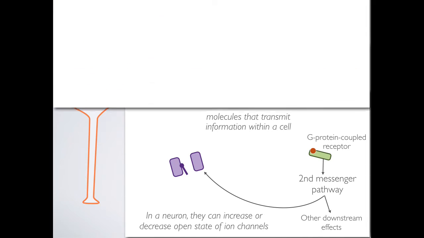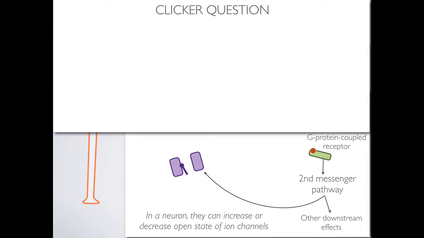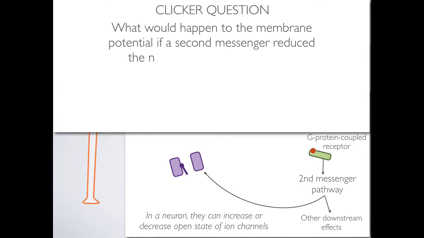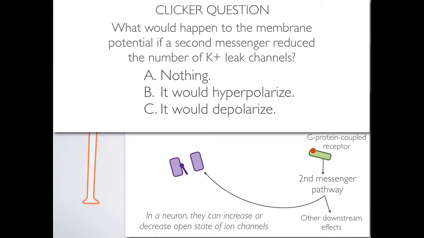So that brings us to a clicker question, which is about these second messenger pathways. What would happen to the membrane potential if a second messenger reduced the number of potassium leak channels on the membrane? Would it be A, nothing, B, hyperpolarize the membrane, or C, it would depolarize the membrane? Okay, so take a minute to think about that.